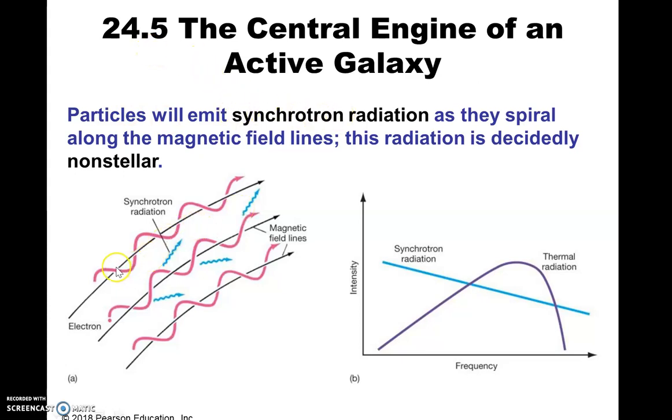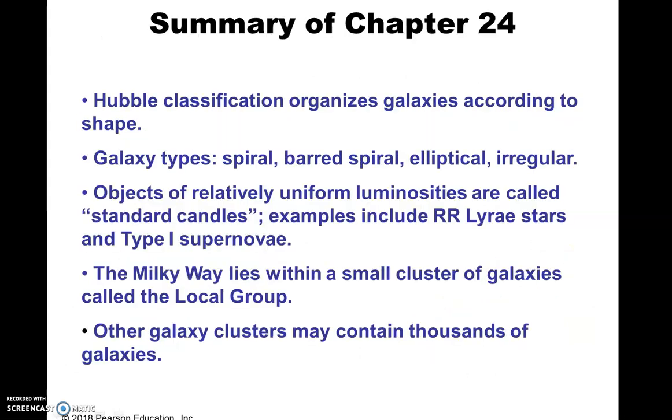So you have charged particles that get trapped in these magnetic field lines, and they spiral around, and they emit synchrotron radiation. And in fact, it looks quite different than thermal radiation. We can easily distinguish between those. All right, so that is the summary of the chapter.